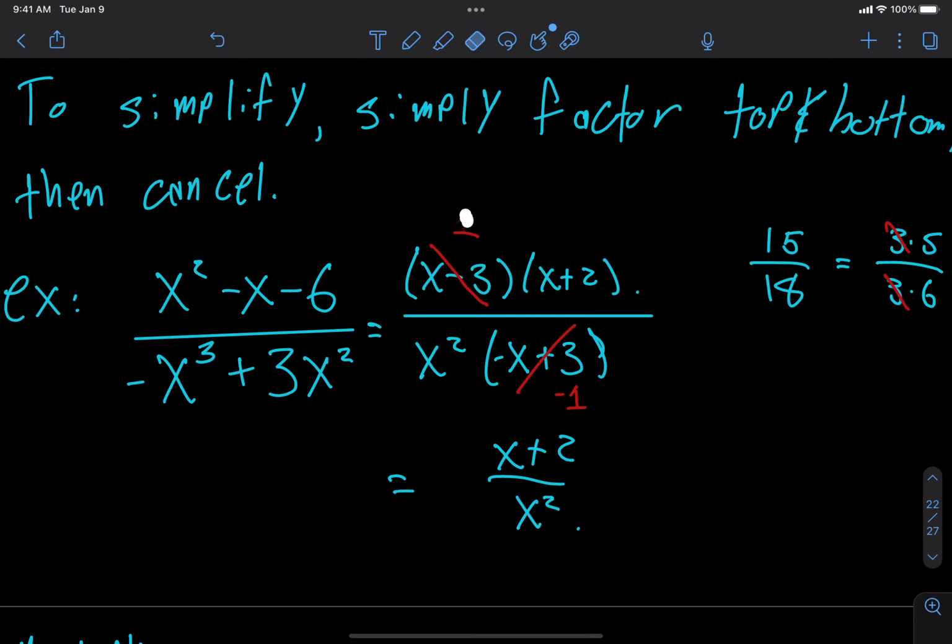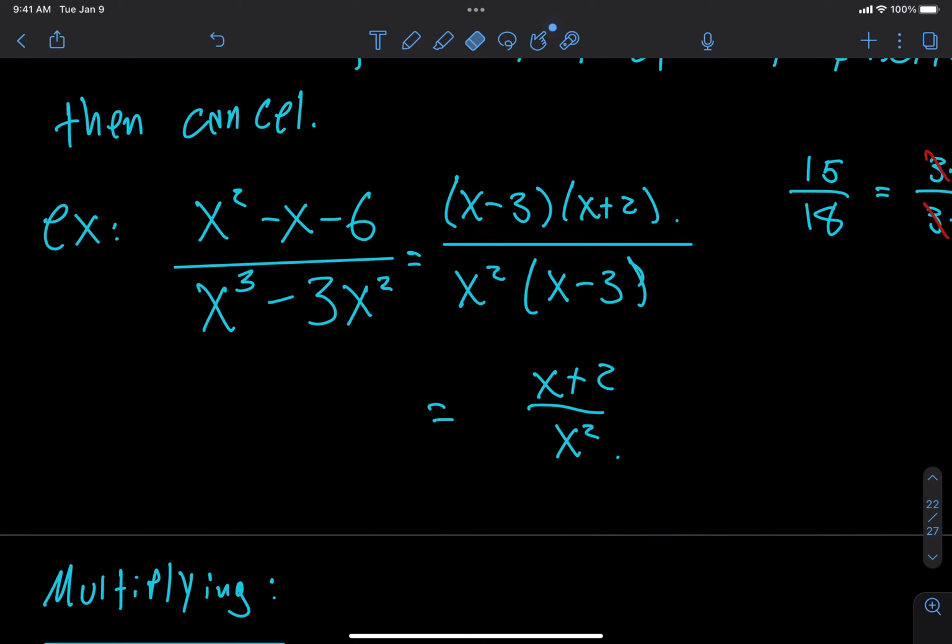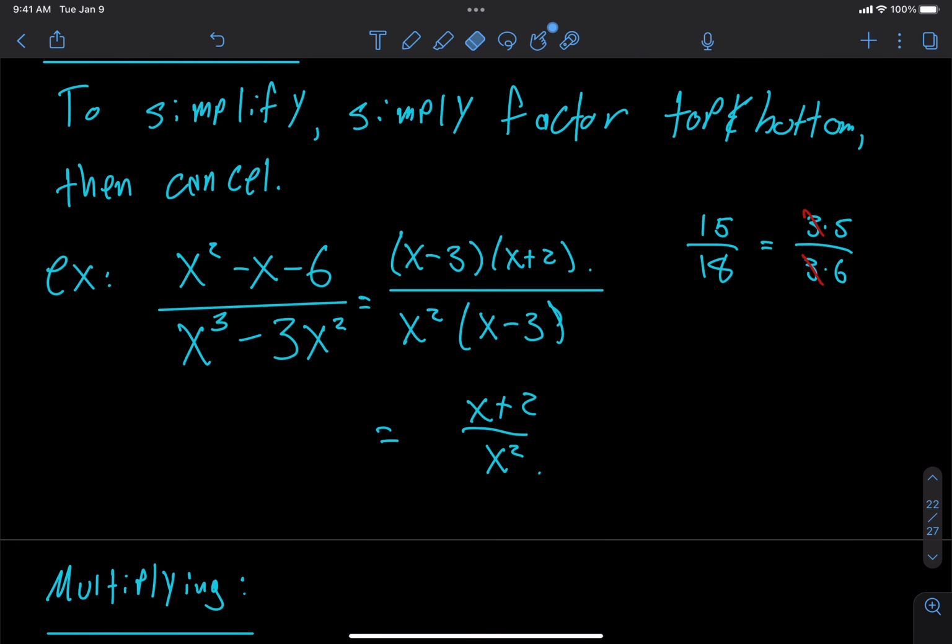But the best thing to do probably would be to take out a negative x squared at the start, and then you would have positive x minus 3 inside. So let me fix this problem now, because I'm going to leave it as it was originally. Okay, so that's just a quick note. So these got canceled, and then we're good.